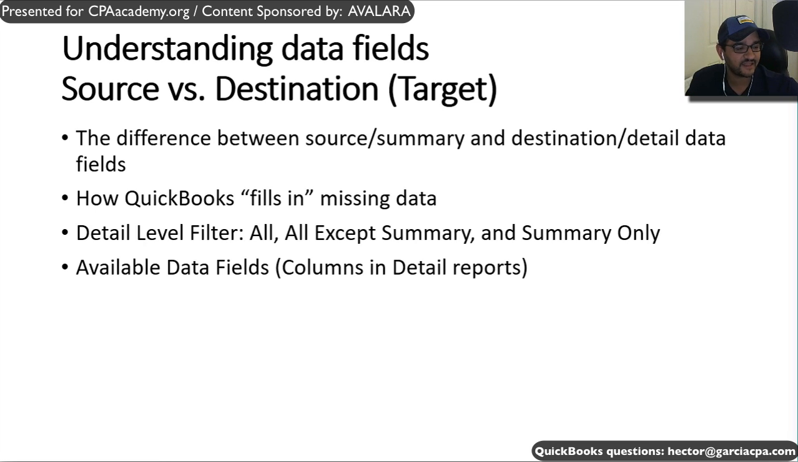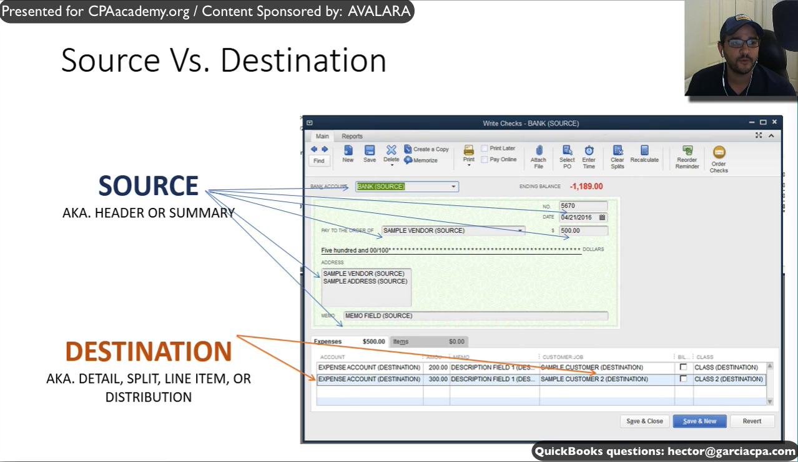For now, I'm using destination as the term, and then source is just the payee or the account where the transaction's coming from. So we'll talk about those, and then we'll understand through that how QuickBooks fills in missing data. And then we'll jump right into the detail level field, and we'll talk in detail about all the available fields. So first, what you're seeing here is a check. Now, what you see in blue is what's called the source.